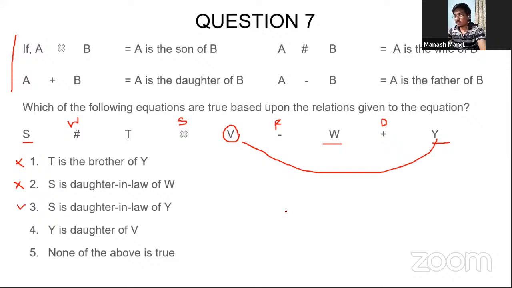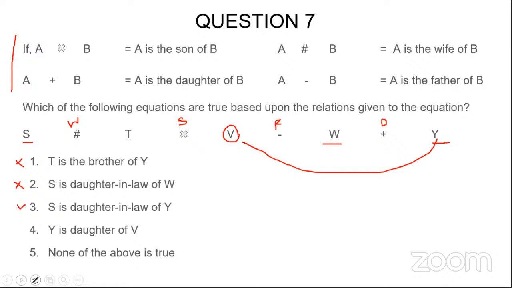Always try to find a link. For example, here V was the link, so S was definitely the daughter-in-law of V. So with the help of logic, you can find out if the other person is the wife or husband of V. If that is the wife or husband of V, only then this S will be the daughter-in-law of that person. Use these techniques to solve this type of question. Is there any doubt so far? We'll move to the next one. No, sir. Okay.